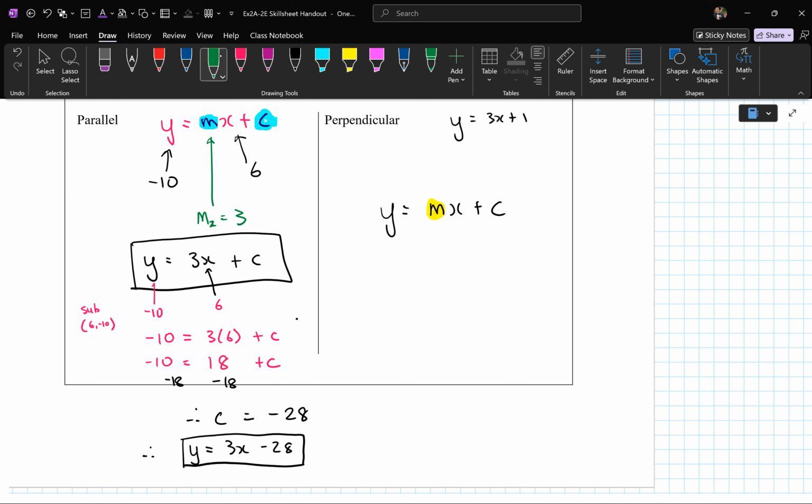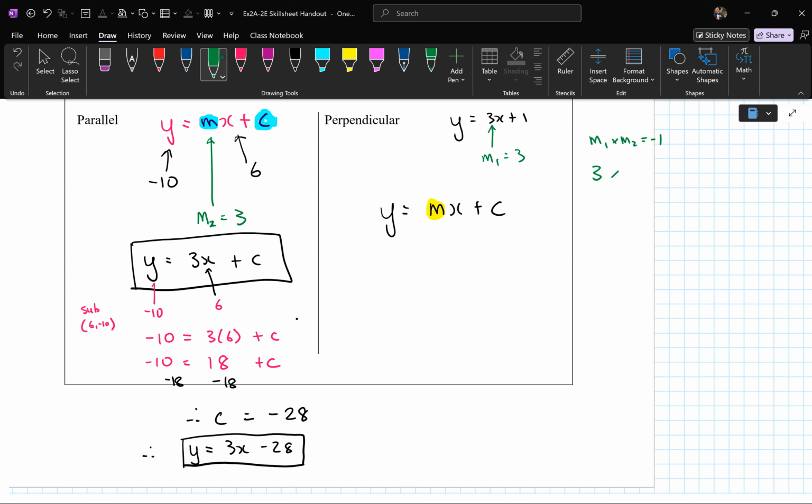Good. So right now I know this is my gradient. m1 is equal to 3. But we said that m1 times m2 needs to equal negative 1. So 3 times what will equal negative 1? And for some of us, that could be difficult, but that's why all you had to do was solve it.